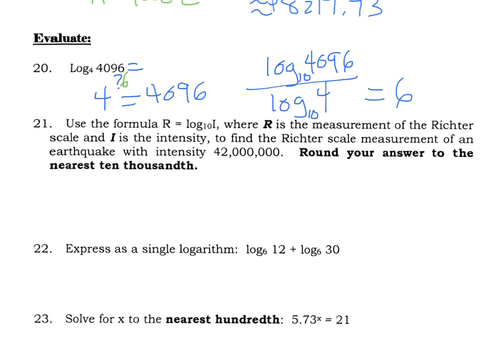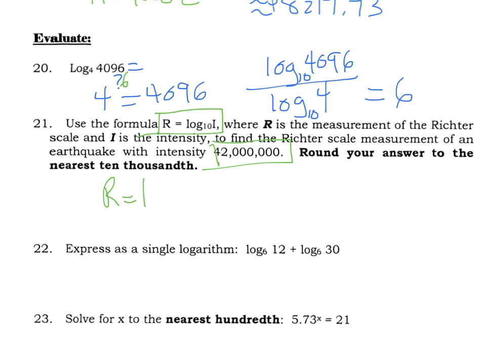Right now, 21, we are going to use a formula that already has a log in it. This one happens to be for Richter scale measurements. I think we may have done some problems based on this when we were in that chapter. And here's the model right here. R is the Richter scale rating, and I is the intensity of the earthquake. And so we want to find the Richter scale reading of an earthquake with 42 million as its intensity.